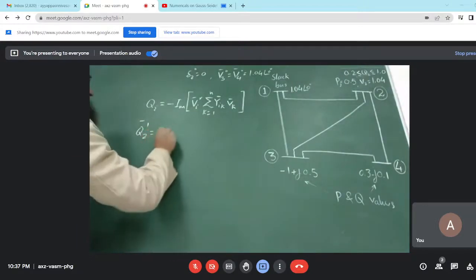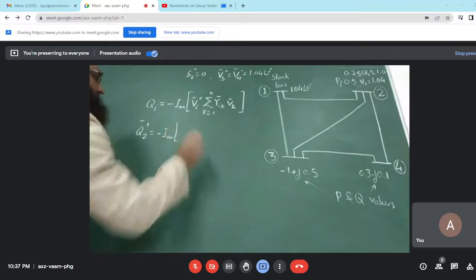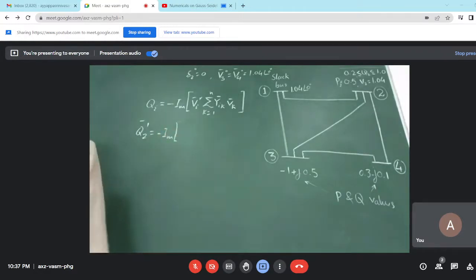So Q21 will be minus imaginary part. Do you have class after this? Yes. Okay, I will finish quickly.